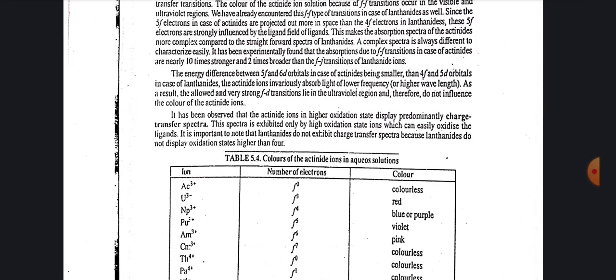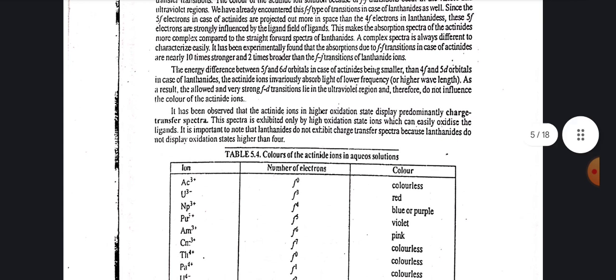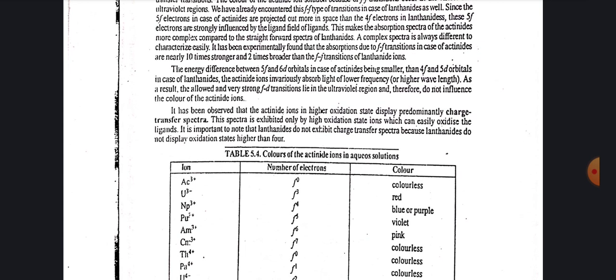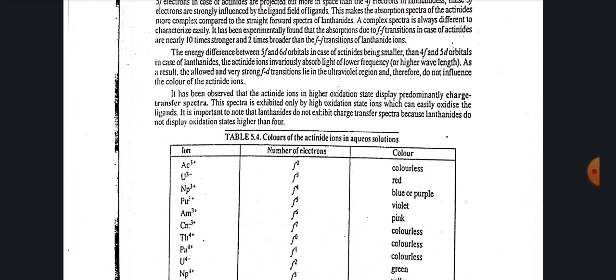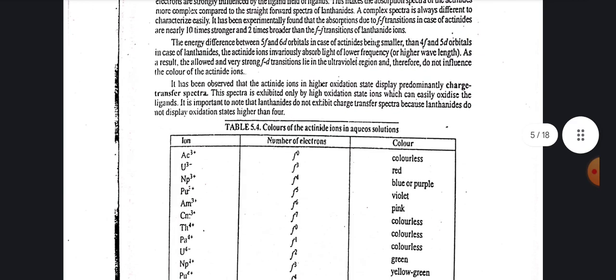We have already encountered this f-f type of transition in the case of lanthanides. Since the 5f electrons in the case of actinides are projected outward more in space than 4f electrons in lanthanides, these 5f electrons are strongly influenced by the ligand field of ligands. This makes the absorption spectra of the actinides more complex compared to the straightforward spectra of lanthanides. A complex spectrum is always difficult to characterize easily.